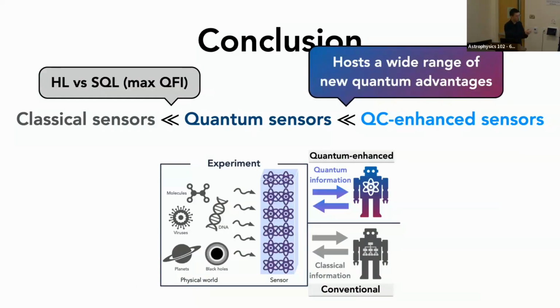also already achieve a further enhancement by putting a quantum computer next to a sensor, which we call quantum computing enhanced sensing. This also follows the picture of having a quantum agent that can use quantum computers and also use sensors. And there, it seems to be able to host a wide range of new quantum advantages. So I think that's very exciting and needs to be taken further in the coming years. That's it. Thank you so much for listening.